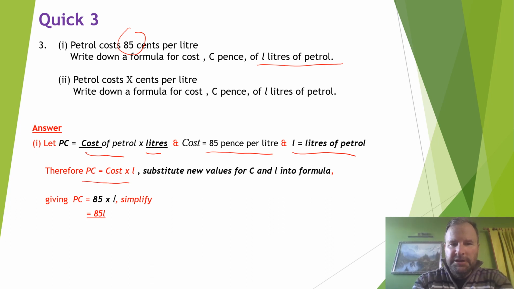Therefore, we've got a little formula here. We just substitute in the values. So we've got 85 is the cost per litre times L, how many litres that may be. To simplify it, the petrol cost, or the cost, is 85L. Well done if you got that right.